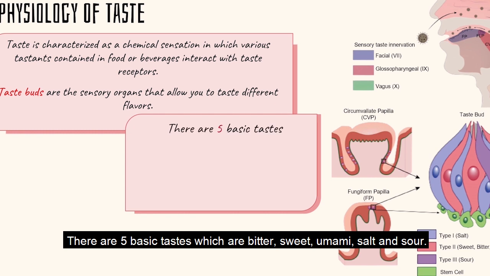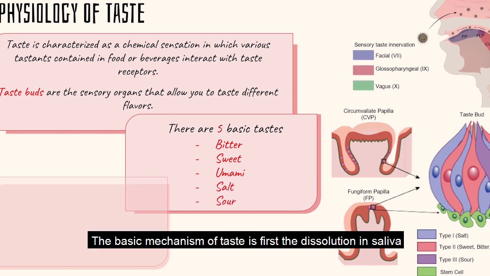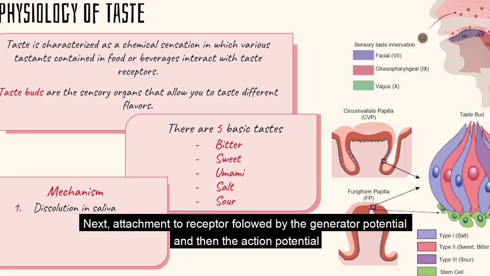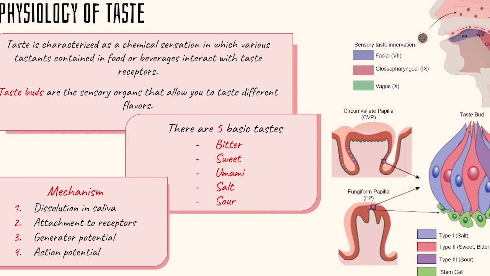There are 5 basic tastes, which are bitter, sweet, umami, salt, and sour. The basic mechanism of taste is first the dissolution in saliva, next attachment to receptors, followed by a generator potential, and then an action potential. Now let's look at the mechanism in more detail.